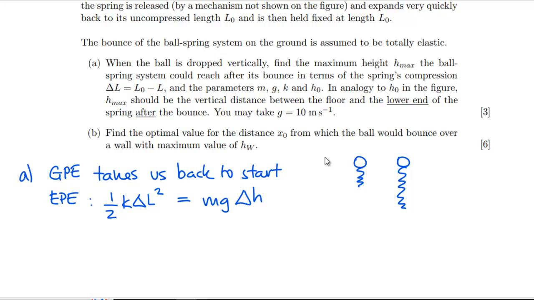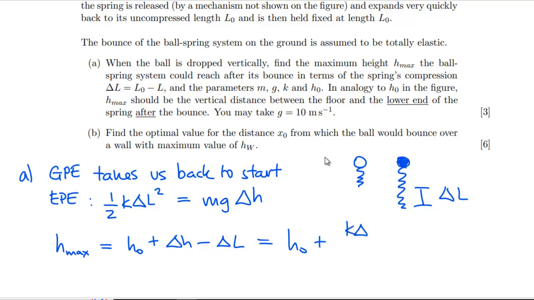We're looking at what this ball is doing, because all the mass is in the ball. But now the bottom is further away by a distance of delta L. So we need to take off a delta L from our final answer. H max is going to be equal to H0 plus delta H, but we need to take off the delta L because of the extension in the spring. So H0 plus delta H is K delta L squared over 2mg, and then we need to take off a delta L.